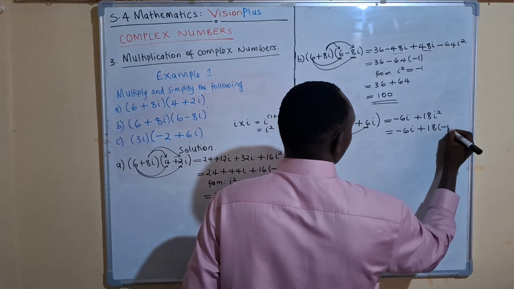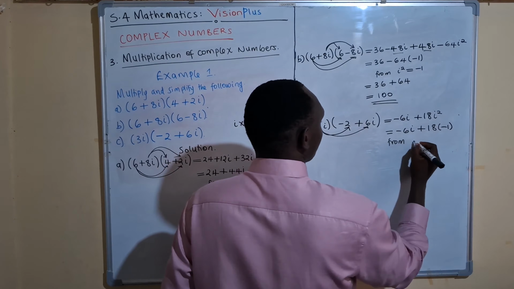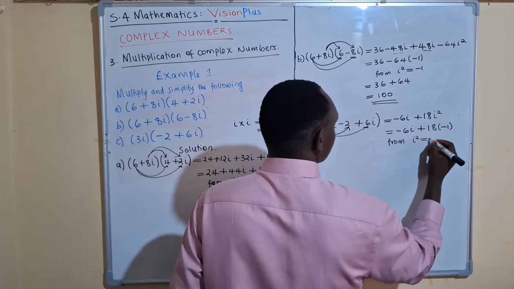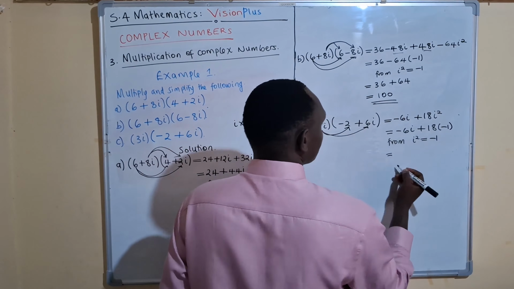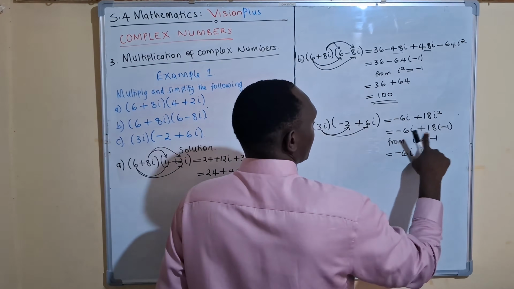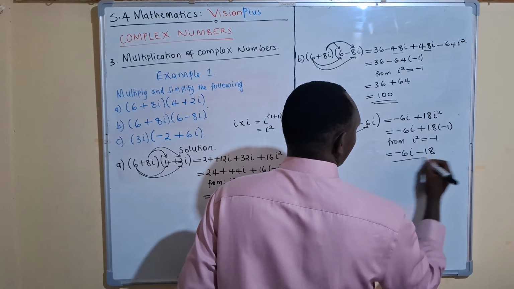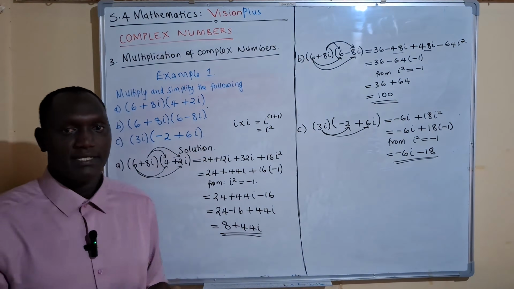But what is i squared? i squared is negative 1, simply from Euler's property, which is the foundation of complex numbers. We have substituted there. So this now implies that I will have negative 6i. Positive 18 times negative 1 is negative 18. And therefore, the answer becomes negative 6i minus 18.